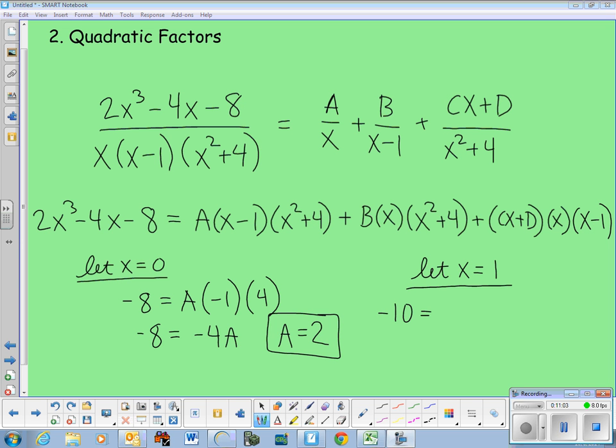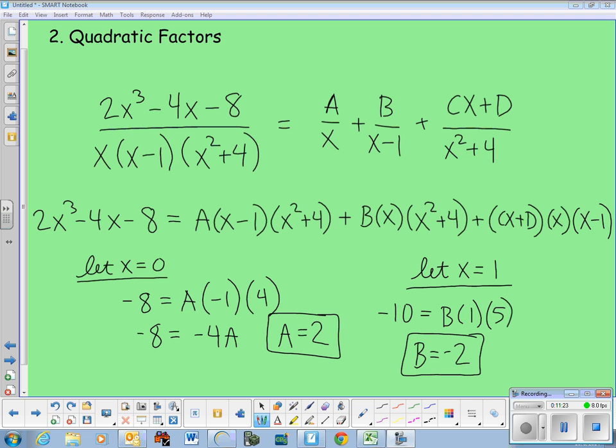On the right, my a clump goes away. My b clump becomes b times 1 squared plus 5, with 1 squared plus 4, which is 5. And my c clump goes away. So I have negative 10 equals 5b, b equals negative 2.